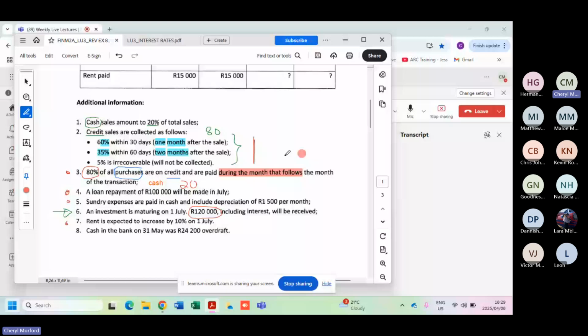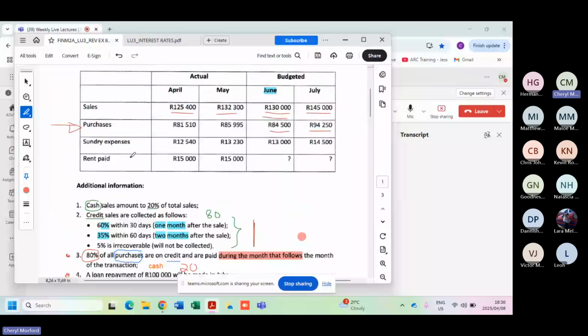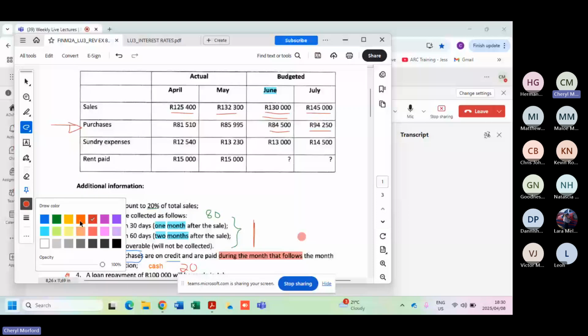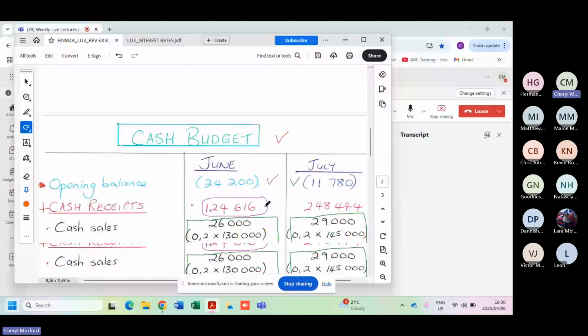So we're looking for June. So obviously we need to go and get the purchases for when? First of all, must be May. So here's the purchases for May. Step number 1, I must change the total purchases to credit purchases by finding 80% and lag it by a month so that we will pay in June. So should we have a bit of a whirl at that one?